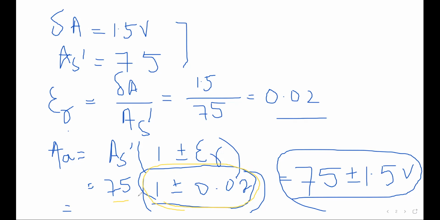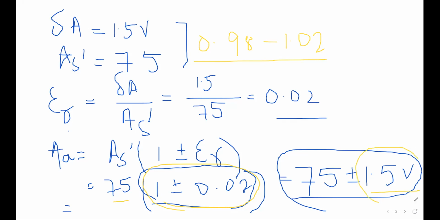Okay. Ma'am, 0.98 to 1.02. So you got 0.98 to 1.02. Okay. So this is the range of the limit, or you can say the guaranteed value of the voltmeter lying within these limits. Okay. Now you see I have written 75 plus minus 1.5 volt.